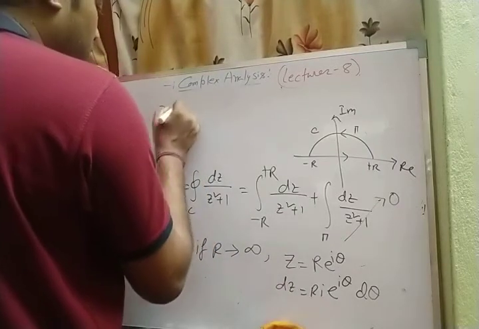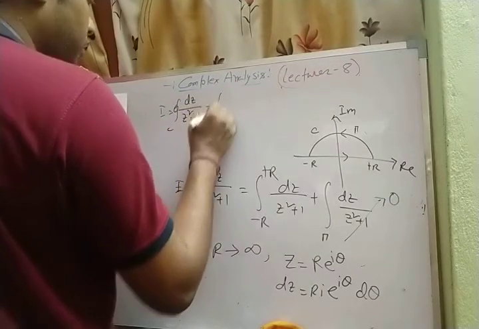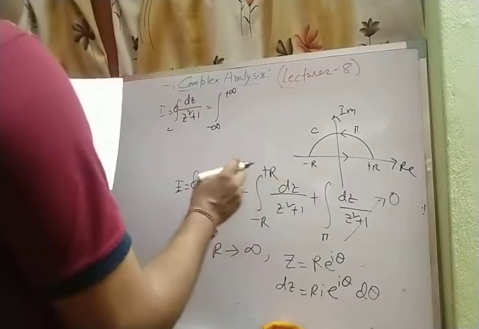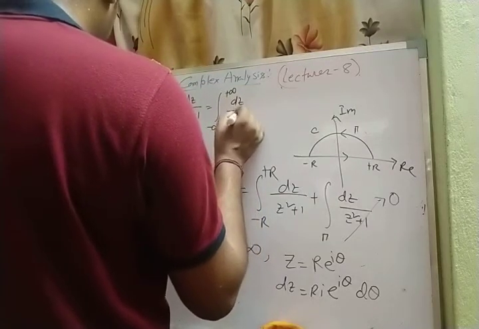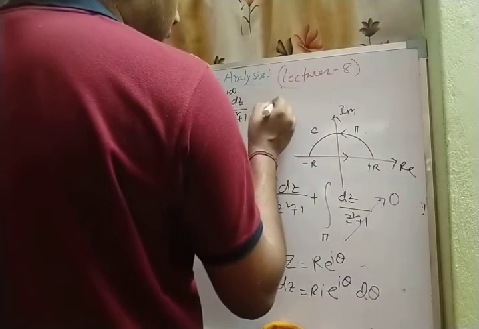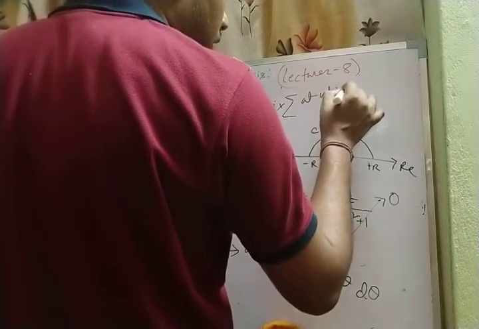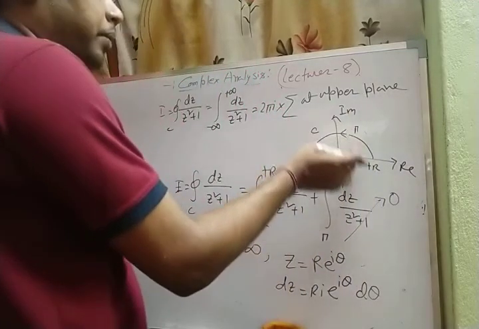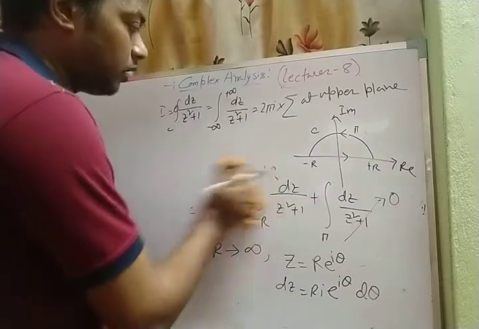I equals the closed integration dz by z square plus 1, which is equal to the integration minus infinity to plus infinity, as r tends to infinity, dz by z square plus 1, is equal to 2 pi i into the sum of residues at the upper plane, at the upper plane only. So you have to find the residue for the above function.